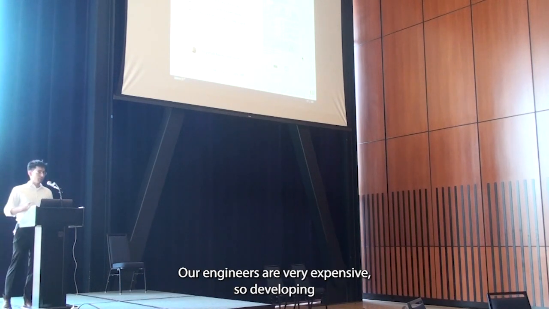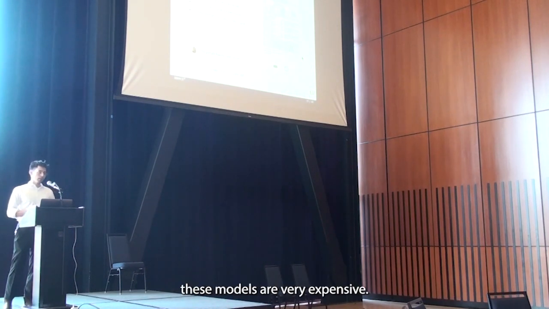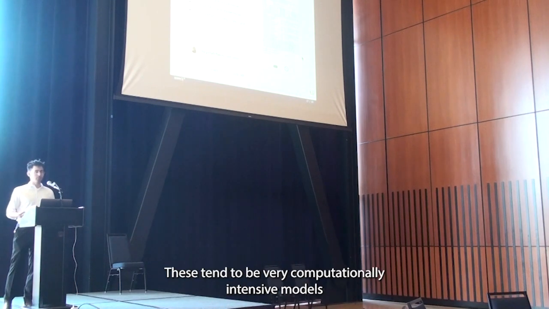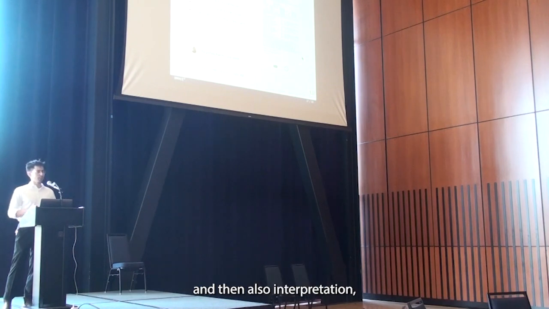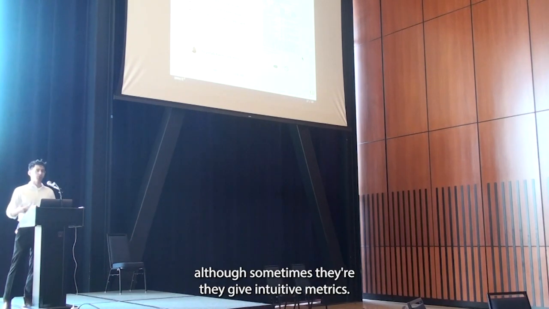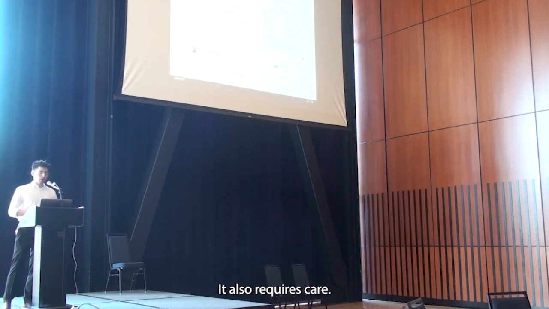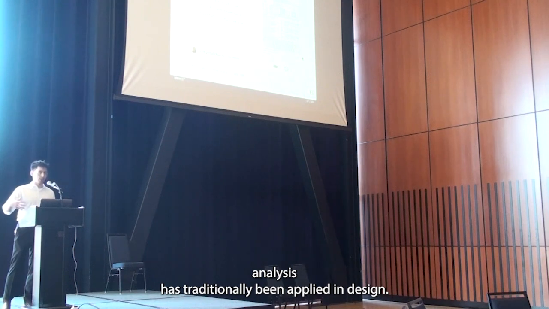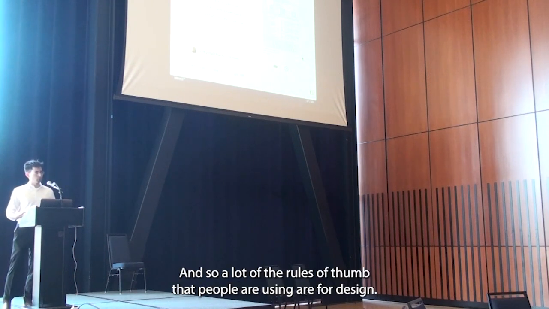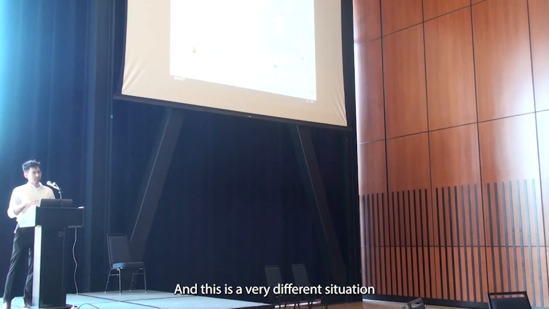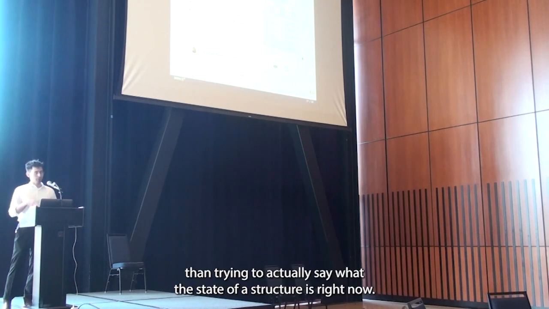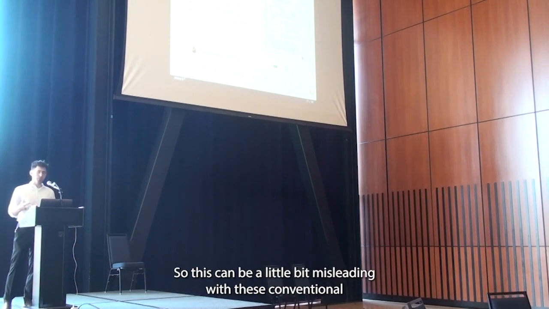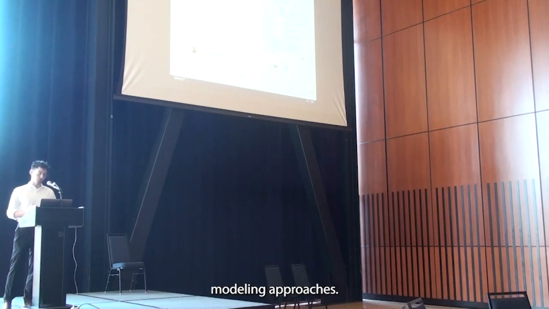Engineers are very expensive, so developing these models is very expensive. And also computers are very expensive. These tend to be very computationally intensive models. And then also interpretation, although sometimes they give intuitive metrics, it also requires care. It's easy to forget that most of the theory of structural analysis has traditionally been applied in design. And so a lot of the rules of thumb that people are using are for design. And this is a very different situation than trying to actually say what the state of a structure is right now. So this can be a little bit misleading with these conventional modeling approaches.